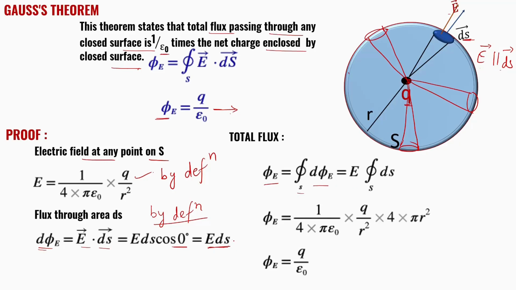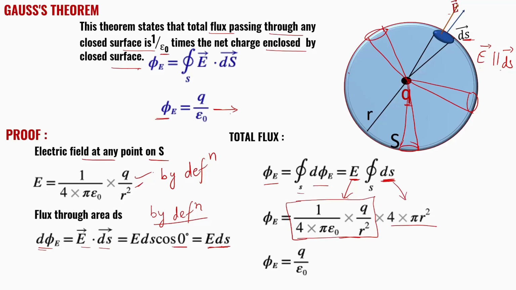On putting the formula value of d phi from the previous equation, E comes out of the integration sign because the value of E is constant everywhere on the surface at a distance of r. E we have to take outside and integrate the small area elements dS. Next, we put in the value of the electric field, 1 upon 4 pi epsilon naught q by r square, using the formula for electric field. Next, if we integrate the small area elements over the entire surface, for the sphere we will get 4 pi r square.